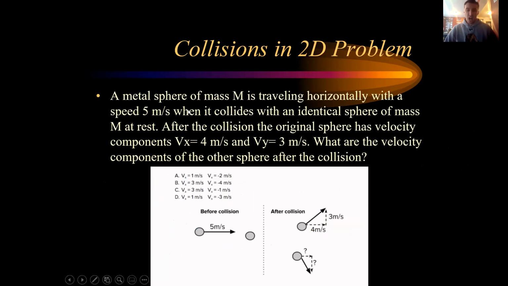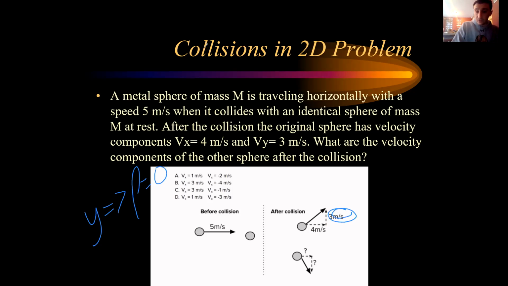All right, so let's look at this. A metal sphere of mass m is traveling horizontally with a speed of 5 meters per second. Again, one sphere is at rest and the other sphere only moves in the X direction, right? After the collision, the original sphere has velocity components of velocity in the X is 4, velocity in the Y is 3. What are the velocity components of the other sphere after the collision? So I know in the Y direction, my momentum has to equal 0.